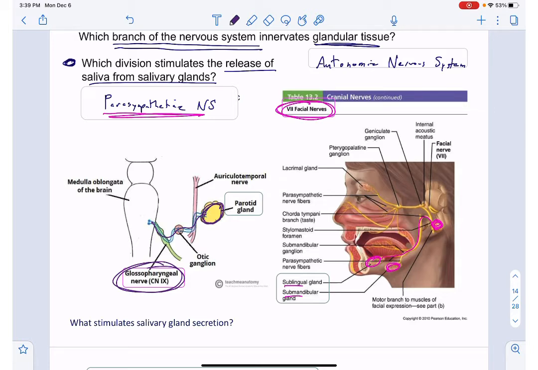And if you remember back to your anatomy of the autonomic nervous system, parasympathetic motor neurons start from the brainstem, and they start from the sacral region of the spinal cord. The parasympathetic system is also called the craniosacral division because the motor neurons originate from the cranium, from the brainstem, and the sacrum. Whereas the sympathetic nervous system is the thoracolumbar division, and those motor neurons originate from the thoracic and the lumbar regions of the spinal cord.